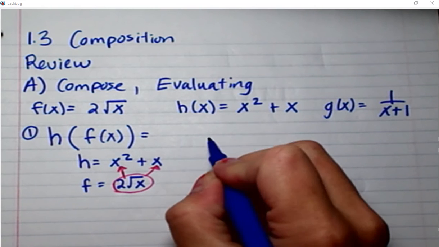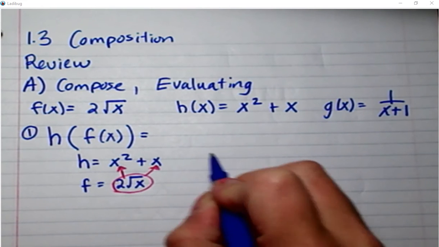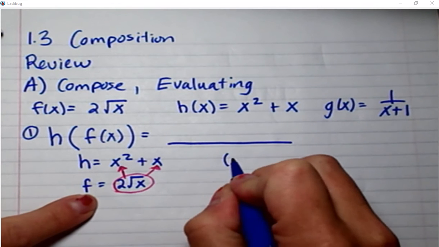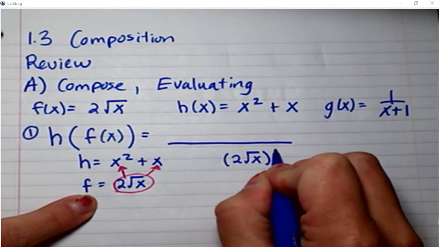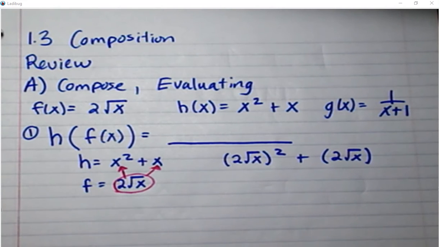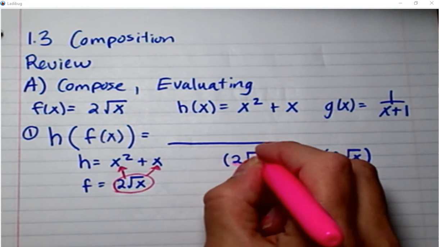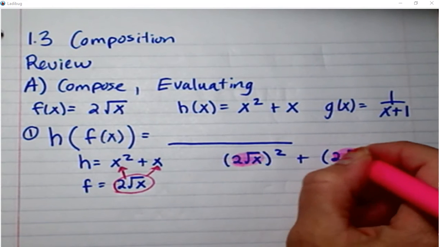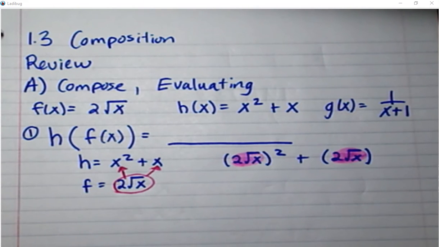So when I put this together, I'm going to leave a blank up there for the answer. It's going to look like this. See how I substituted in both of those places? If you had more than one, right, it went into both of those X's in the H function.